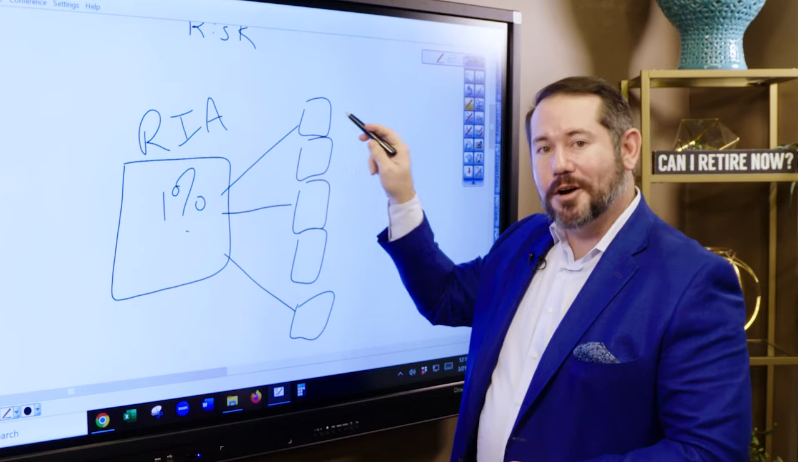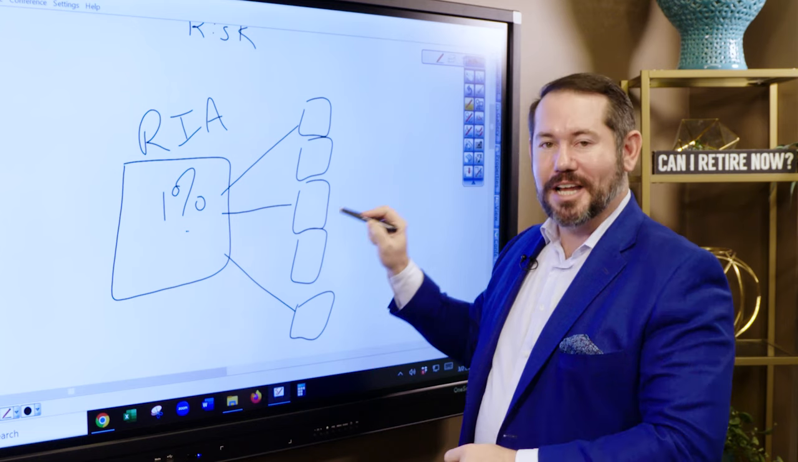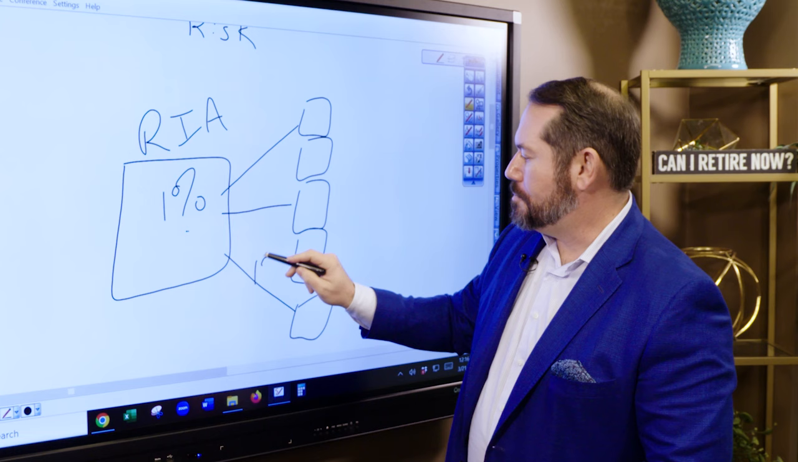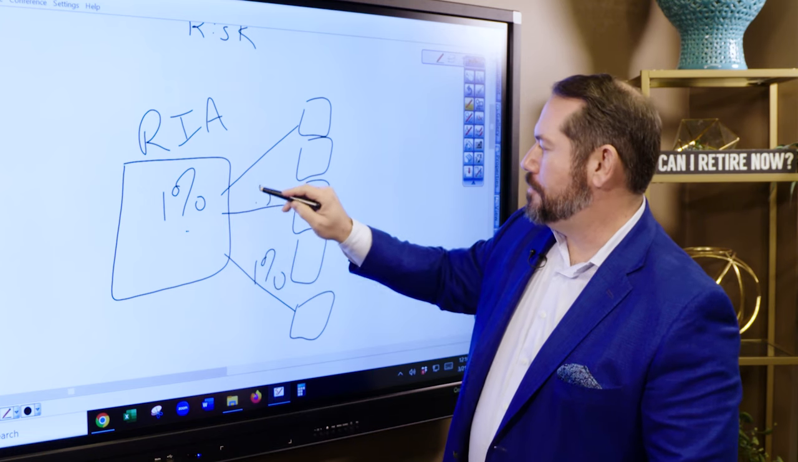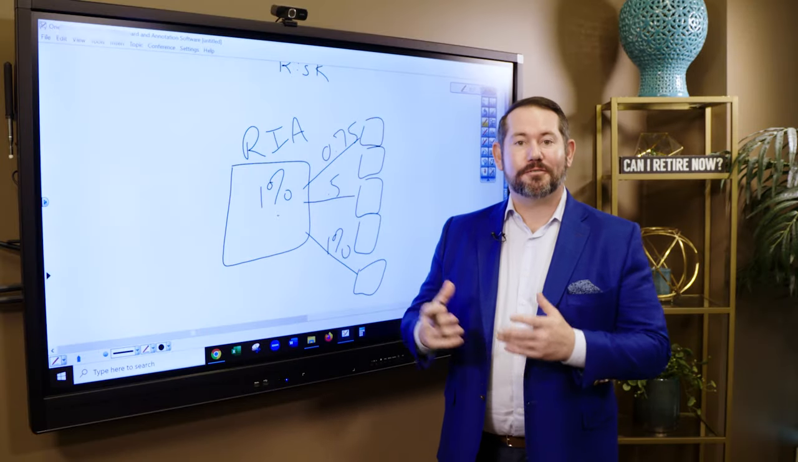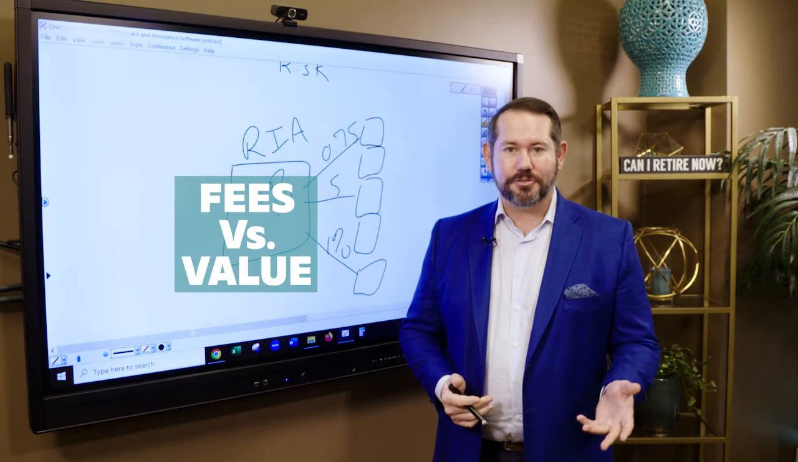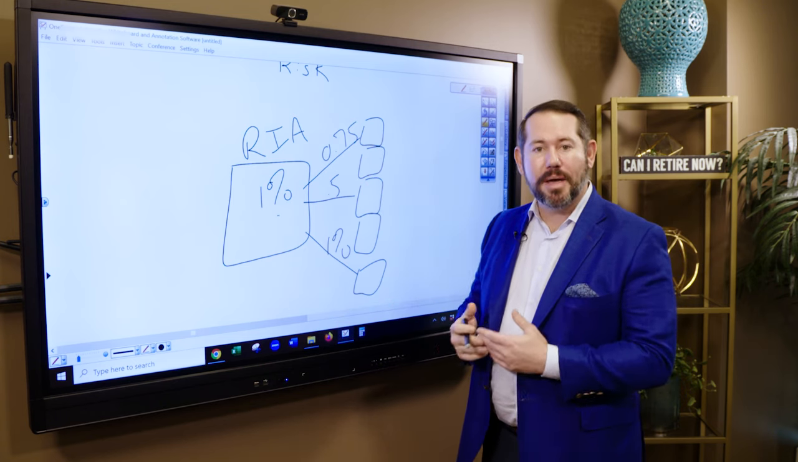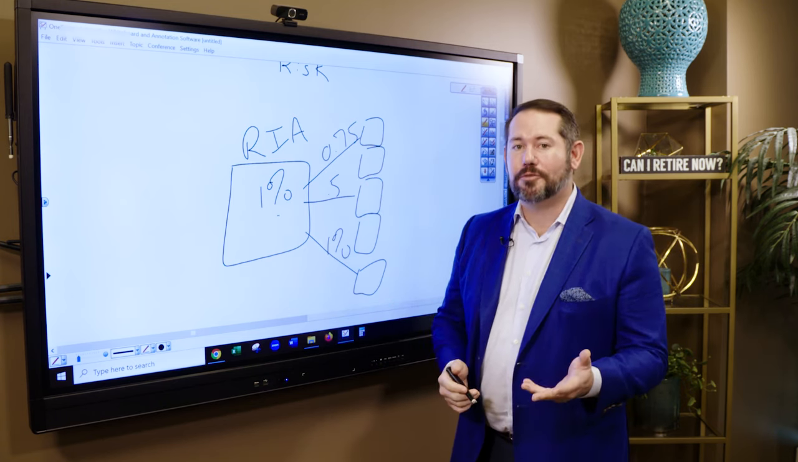Now, this guy's not working for free. This woman's not working for free. And these people are not working for free. They may charge 1% also. They may charge 0.5. They may charge 0.75. This is where the fees versus value conversation comes in, because oftentimes these additional fees are embedded in disclosures that you may not have fully read.